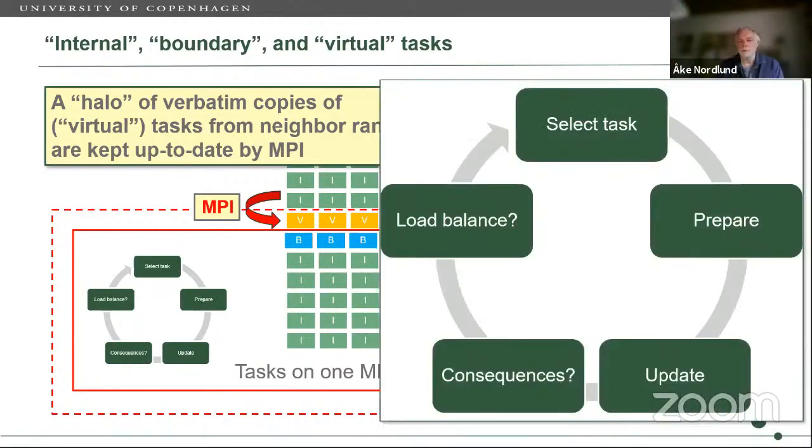There's a cycle of things going on. A task is selected for update. It's prepared in the sense that the framework will load its guard zones. Then it does its update. And then the framework looks at the consequences. And what are the consequences? Well, if this task is needed by another task that was waiting for this update, then the consequence is that that task became updatable, and it gets put onto the queue from which the dispatcher picks tasks to be updated.